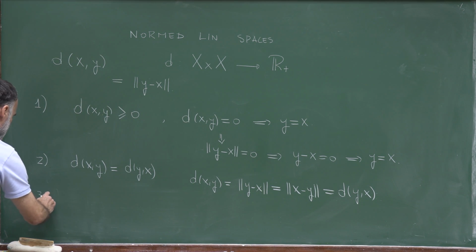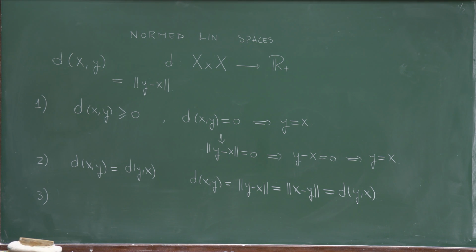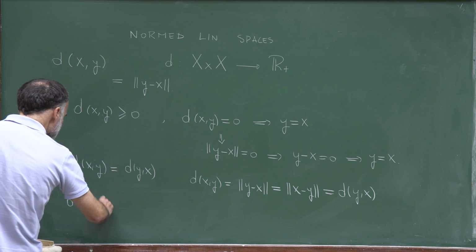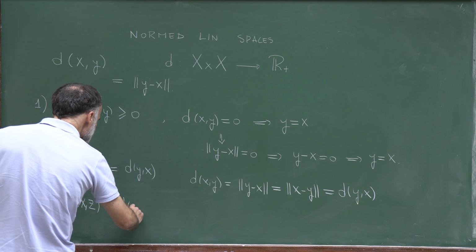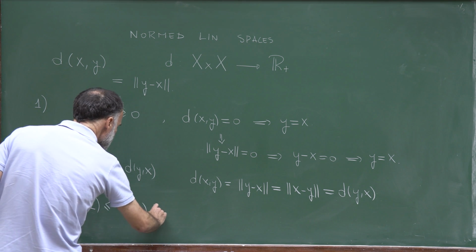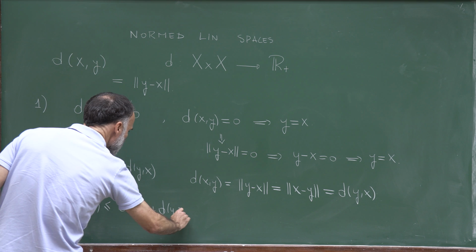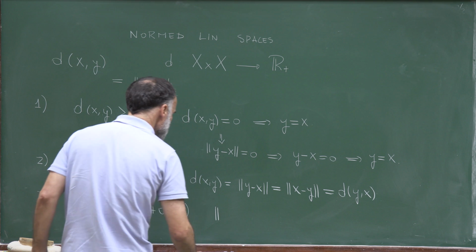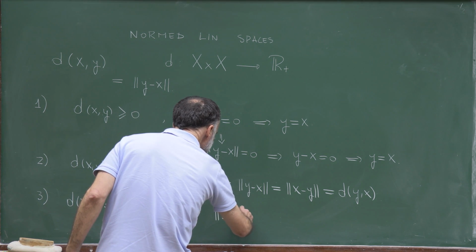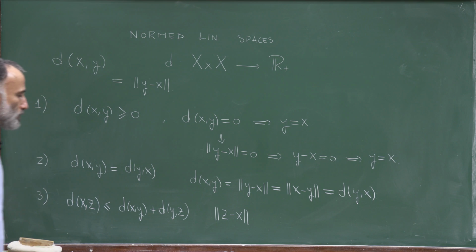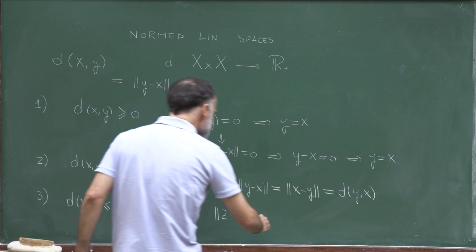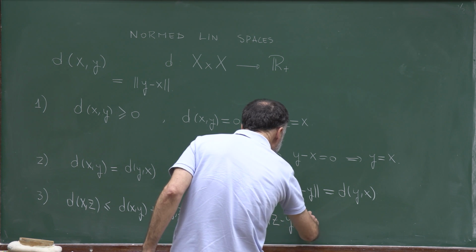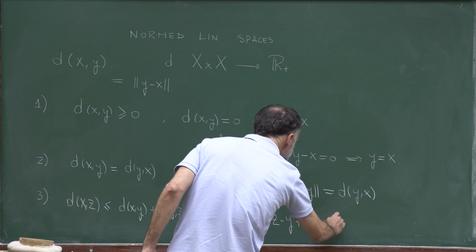And finally, the third property, which is the triangle inequality, we require that the distance between x and z be less or equal than the distance between x and y plus the distance between y and z. Well, but the distance between x and z is the norm of z minus x. I can rewrite the norm of z minus x as the norm of z minus y plus y minus x.